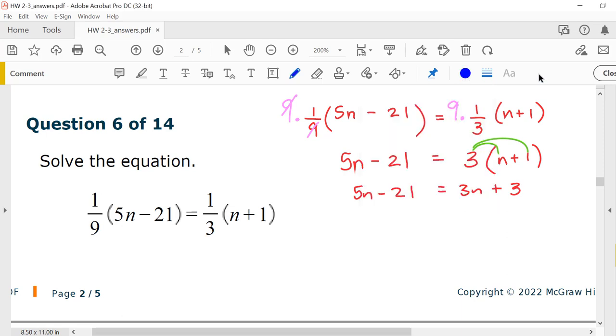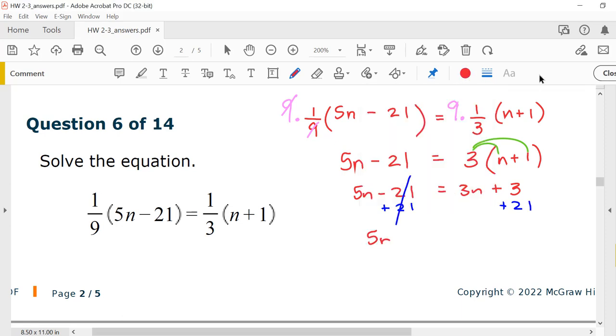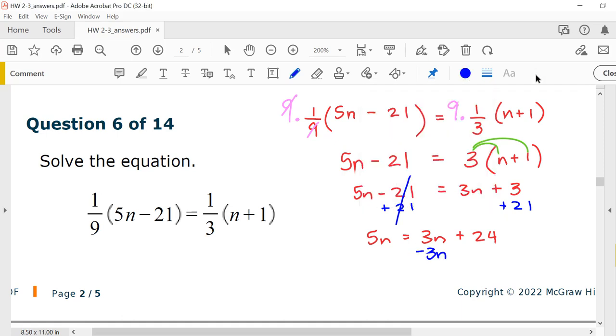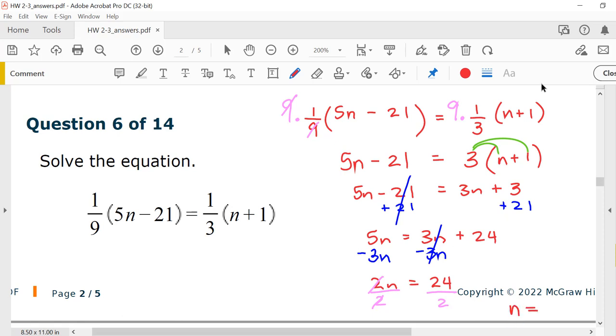I'm going to add 21 to both sides. So 5n equals 3n plus 3 plus 21 is 24. Subtract 3n from both sides. 5n minus 3n is 2n equals 24. Now divide both sides by 2. So I get n equals 24 divided by 2 is 12.